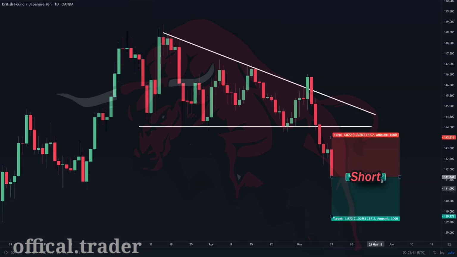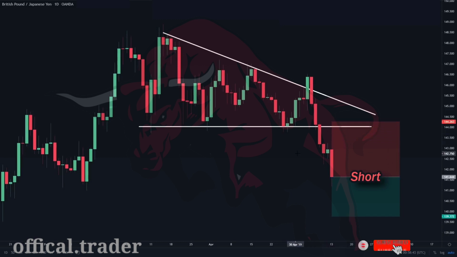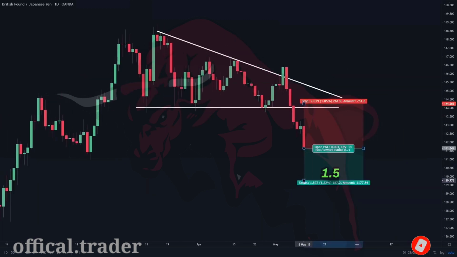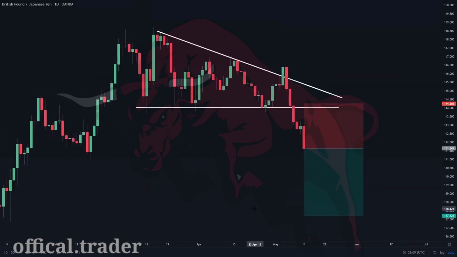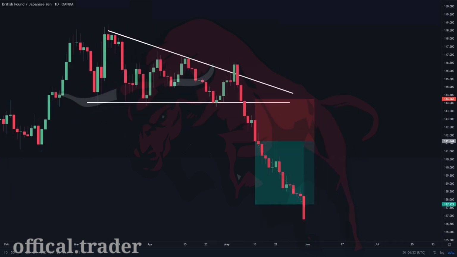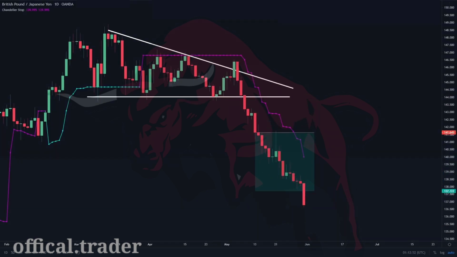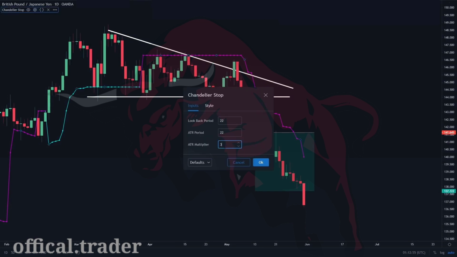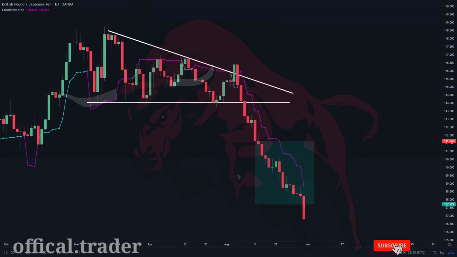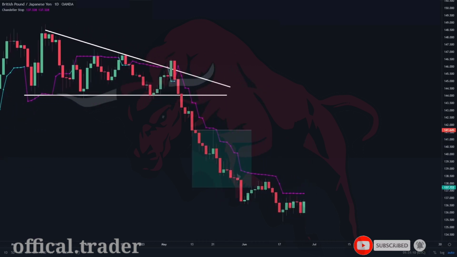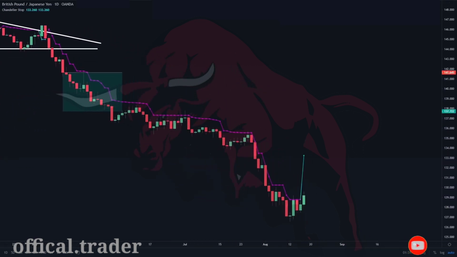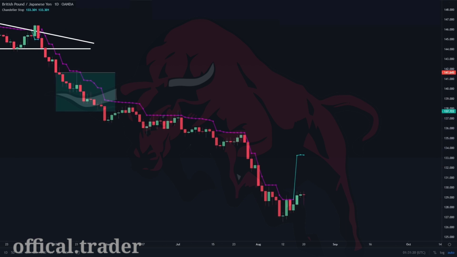Now for your stop loss, you place it slightly above the key level and apply the two-step take profit system. So step 1, place a profit target at 1.5 times your stop loss. Once the price hits, close half of your position, move your stop loss to break even, and continue with step 2. Apply the chandelier stop indicator and change the value to 2. Then, all you have to do is let the remaining trades run until the chandelier stop switches color. Once this happens, you close your position.